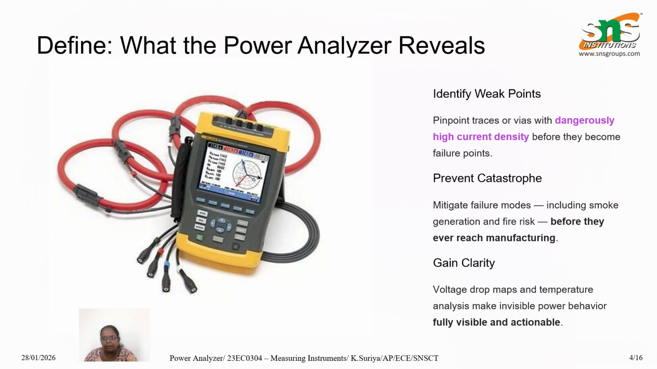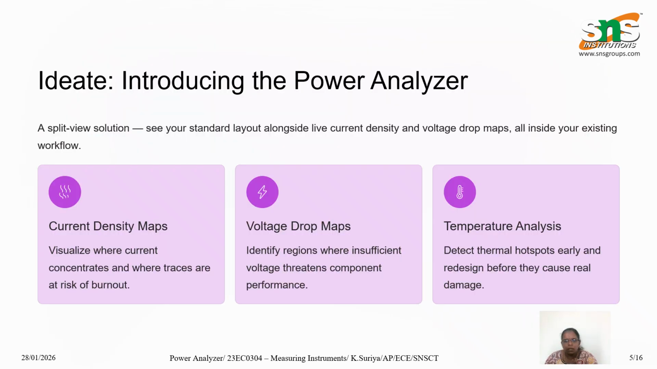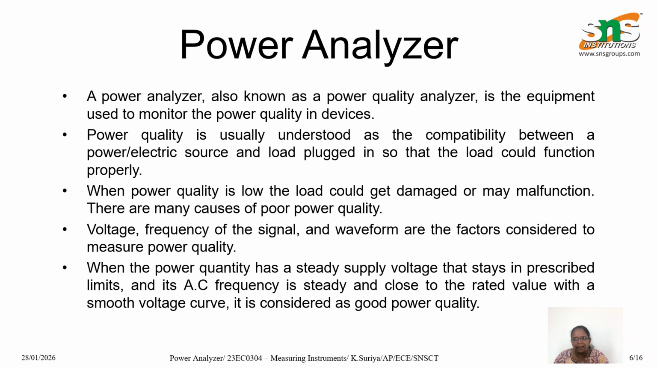A power analyzer helps engineers identify the weak points in electrical circuits before the failure occurs. It can detect traces carrying dangerously high current density and locate areas where voltage drops or overheating may occur. By providing clear information about the current flow, voltage variation, and thermal behavior, the analyzer allows engineers to redesign the system before manufacturing. In this way, it helps prevent catastrophic failures such as smoke generation, overheating, and fire hazards. Now, let us understand what a power analyzer actually is.